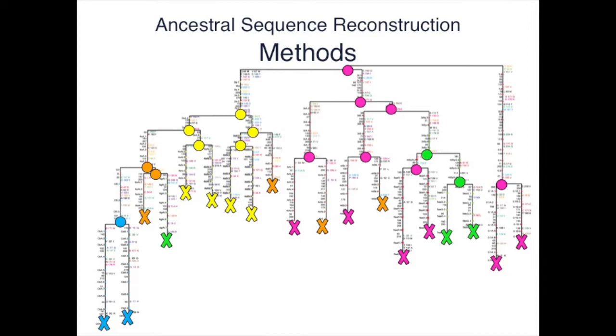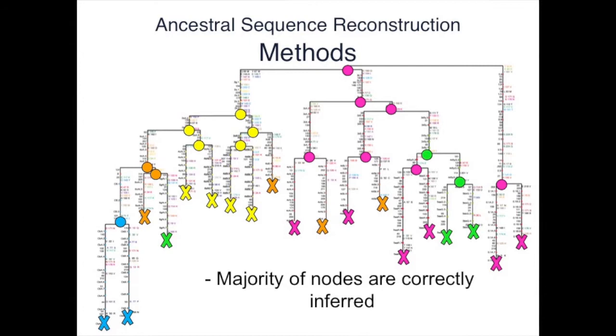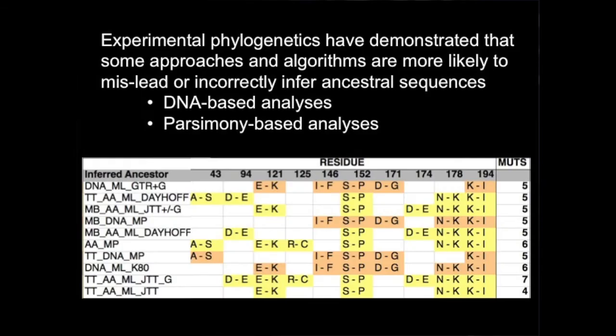Now it turns out, fortunately for us, that the majority of nodes are correctly inferred when we do this. Okay, but there are some nodes that are incorrectly inferred, and I don't have time to go into what's going on in terms of the performance of different metrics, but what's nice about this is that we're starting to be able to get a quantitative measure for the performance of ancestral sequence reconstruction.